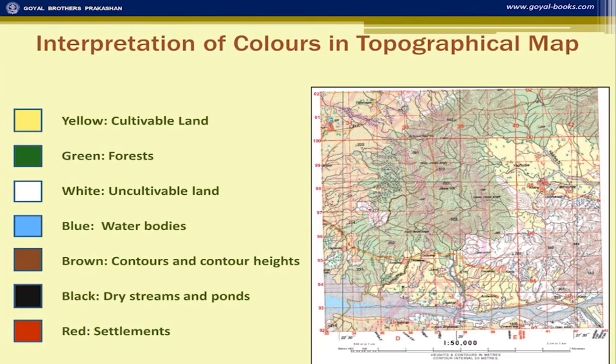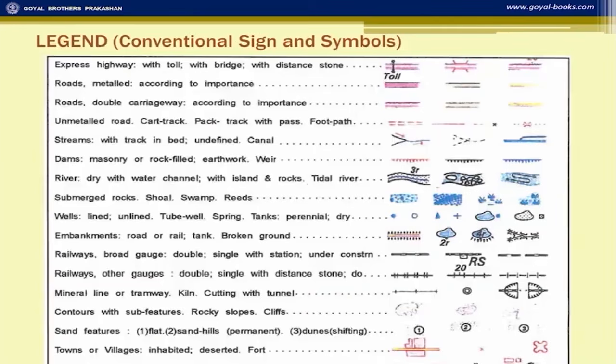Now, what is the significance of these colors in the topographical map? If the various features are shown in different colors, it is very easy to pinpoint them and study about them, and it also makes it attractive for the students. Now we come to the conventional signs and symbols.